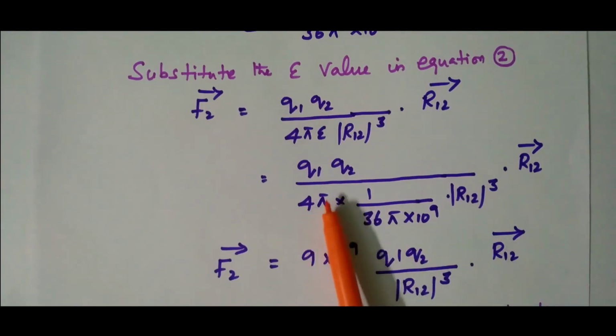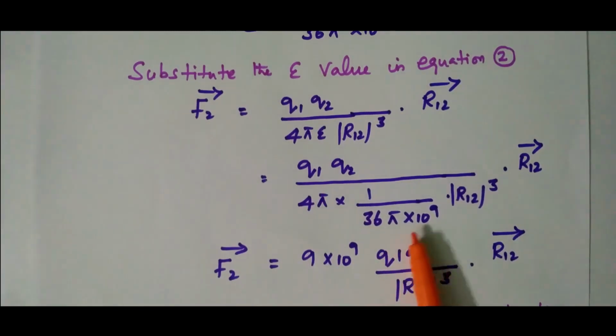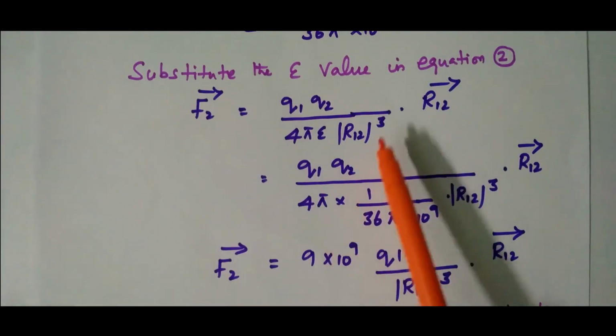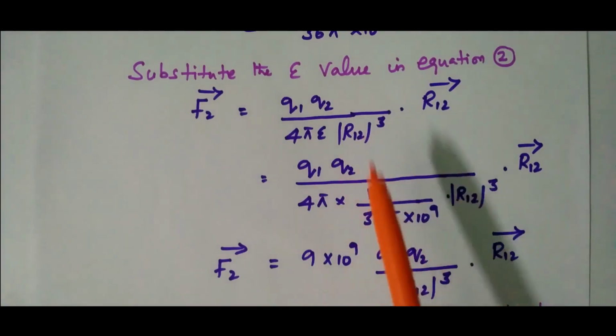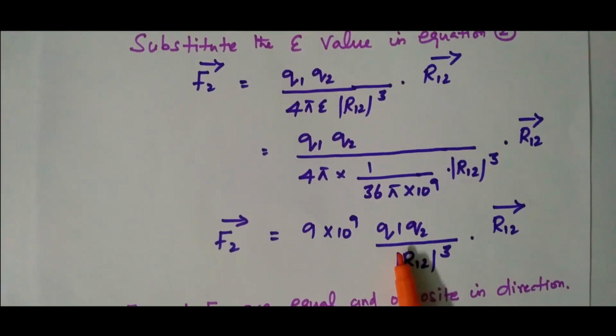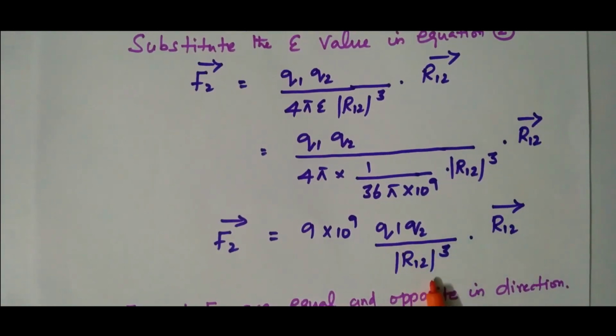So 4 pi and 36 pi get cancelled, leaving 9. So 9 into 10 to the power 9 is available in the denominator, so it will go to the numerator. So 9 into 10 to the power 9 q1 q2 divided by r12 cube into r12 vector, right? So this is nothing but the force developed on the second charge, F2, in vector form: 9 into 10 to the power 9 q1 q2 divided by r12 cube into r12 vector.